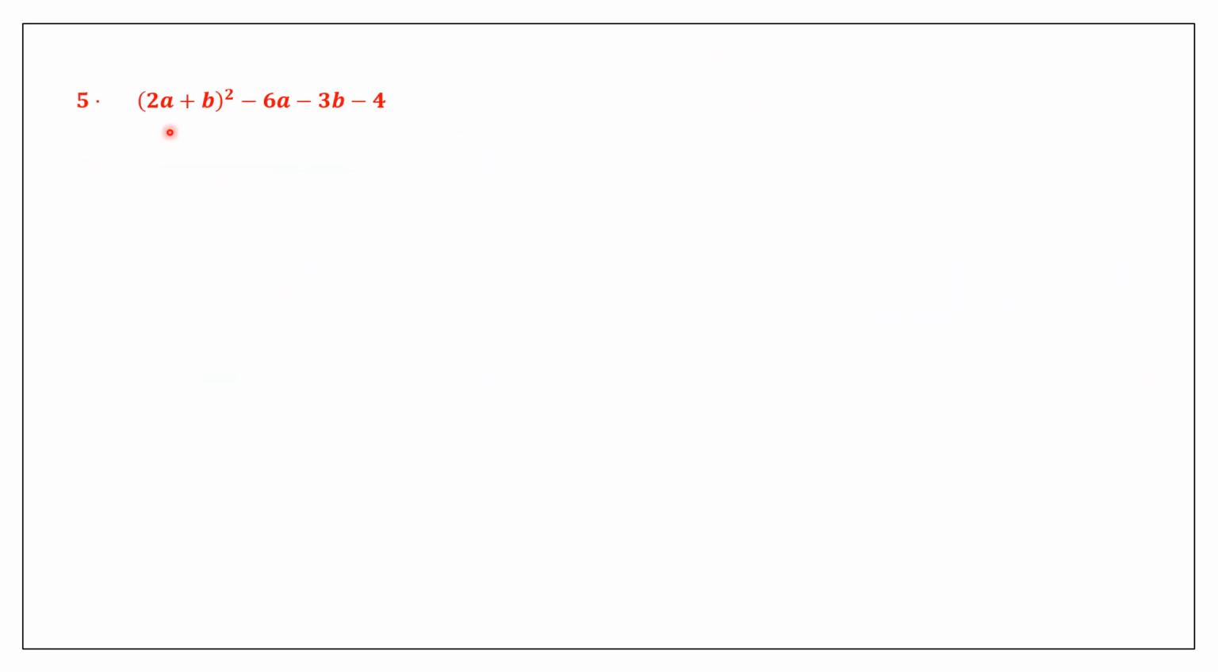Question 5. 2a plus b the whole square minus 6a minus 3b minus 4. Now here we have 2a plus b, this binomial. Let's see if we can look for another similar common binomial pattern here by looking at only the last three terms of this expression. So let's look at only this, that is minus 6a minus 3b minus 4.